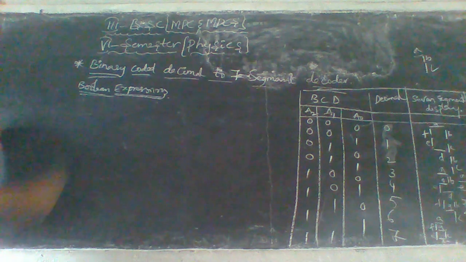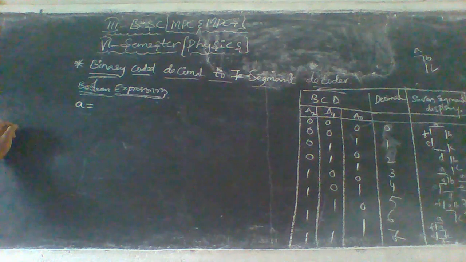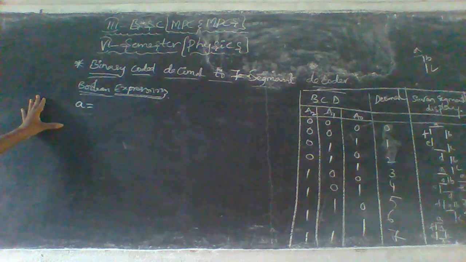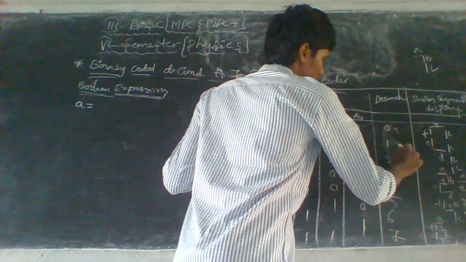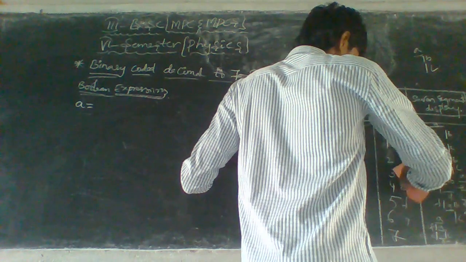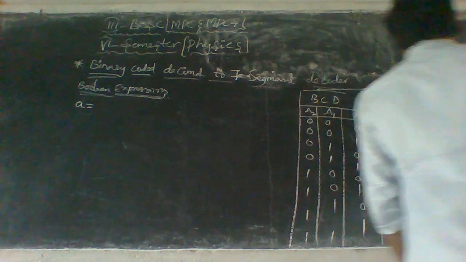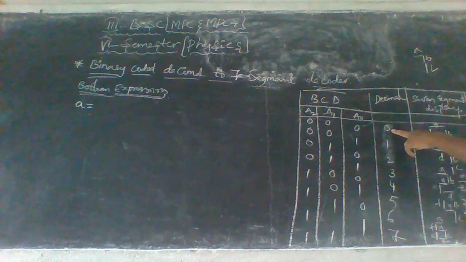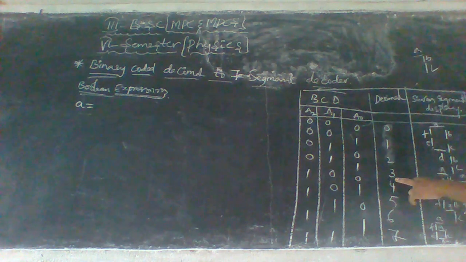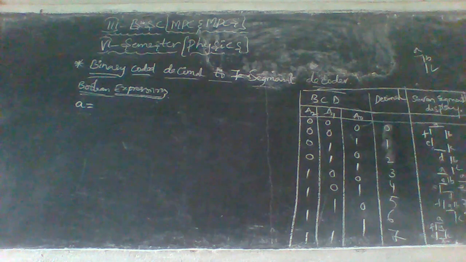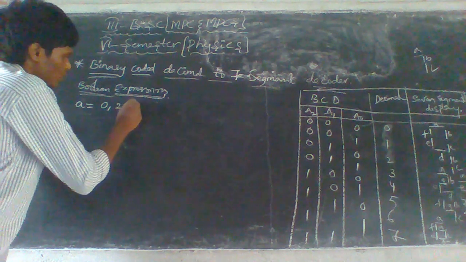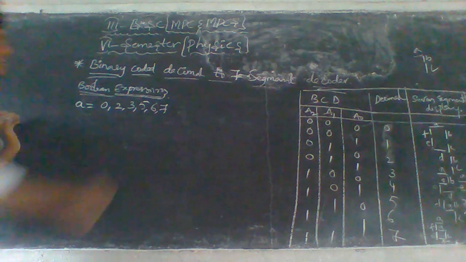Boolean expressions. So this one A means A, B, C, D, E, F. Okay, so here A will display on 0, okay, and 2, 3, 5, 6 and 7. So 0, 2, 3, 5, 6 and 7.